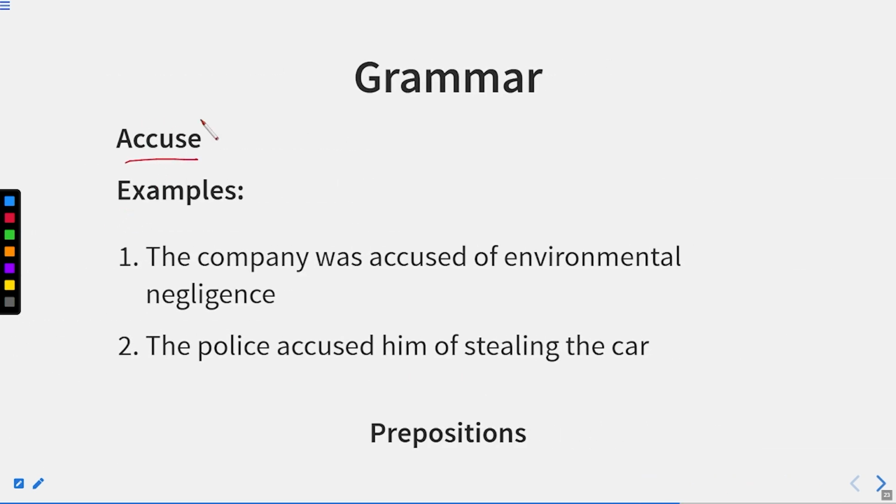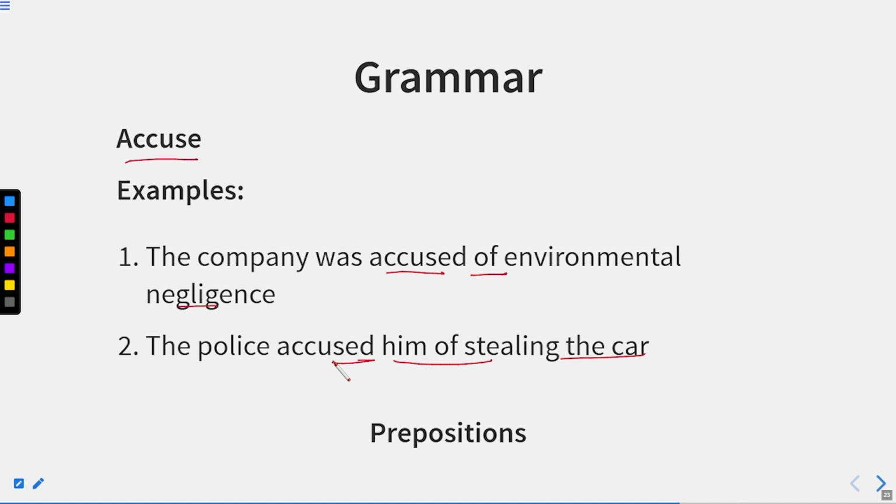Accuse. So just with the verb accuse, we always use preposition of. The company was accused of environmental negligence. The police accused him of stealing the car. Now here we can see the police accused him of stealing the car. So here accused means they claimed that he has stolen the car. So whenever we use the word accused, it means just to claim that he is the culprit or he is the guilty. So accused is a verb with which we use preposition of.